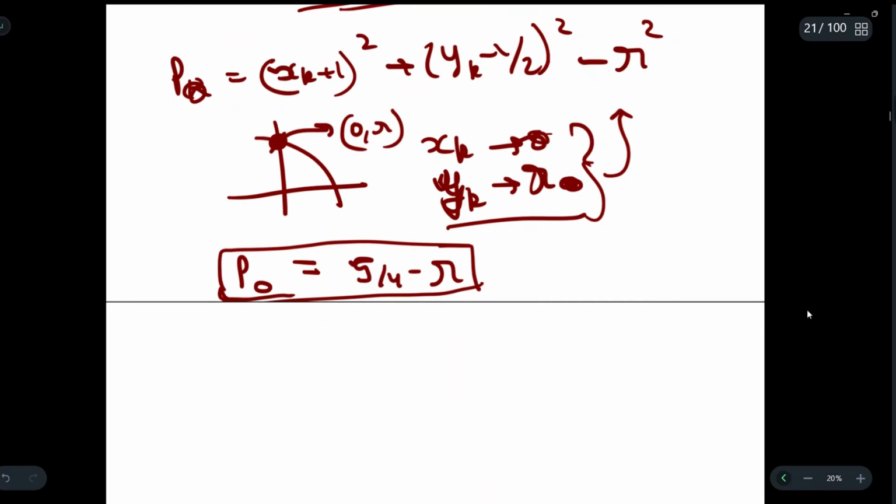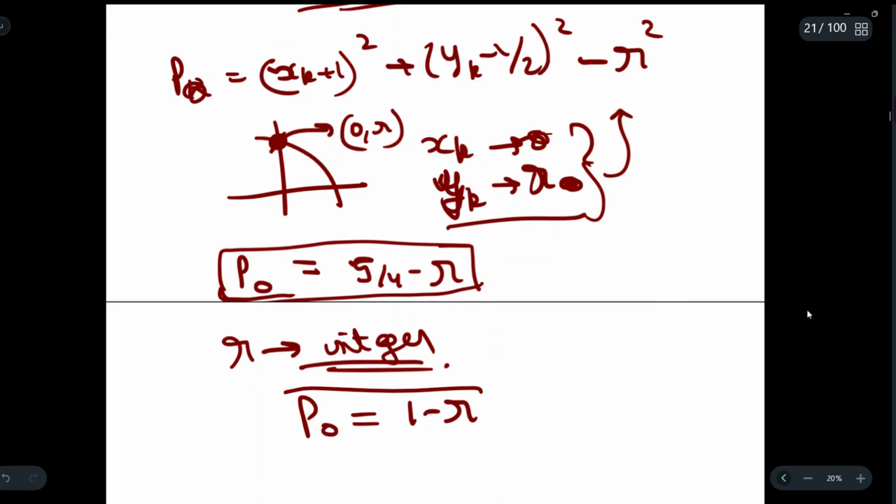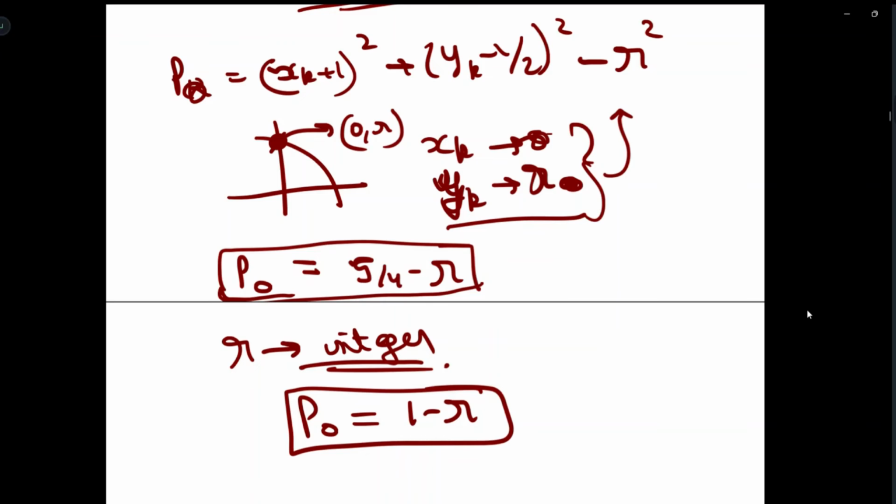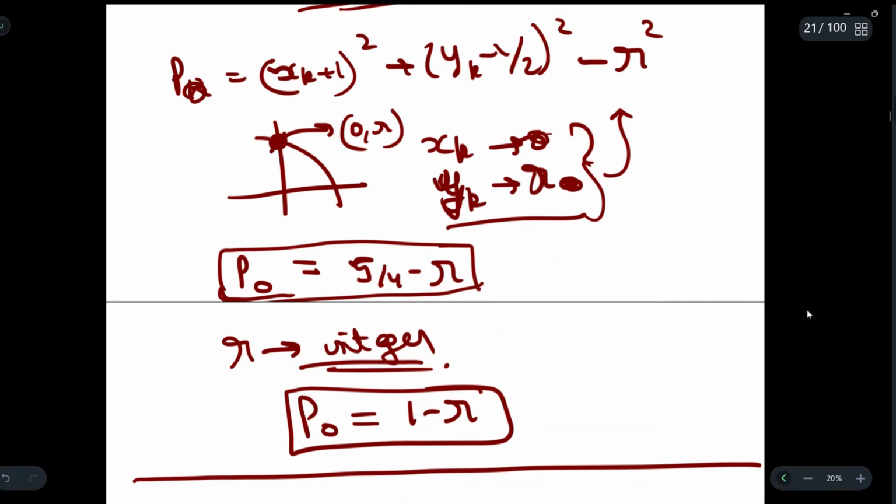And if the value of R, as I told earlier in the previous video, is an integer, then we will write the value of P naught, or the initial decision parameter, as 1 minus R in order to make our calculations easier. So this is the derivation of midpoint circle drawing algorithm.